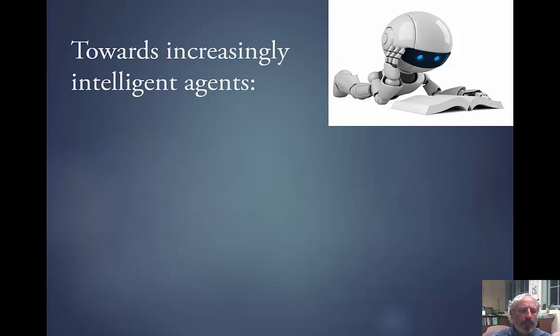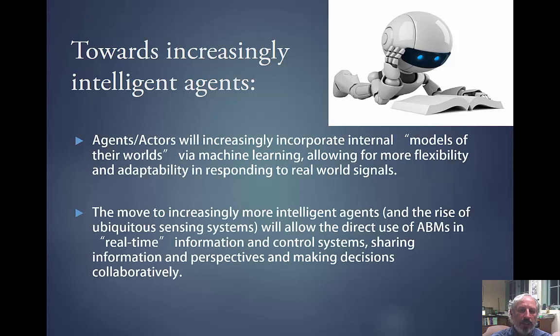We see the emergence of increasingly intelligent agents as a key feature development in ABMs. These may learn offline and bring that knowledge into an ABM, or may use model representations of reality to learn within the context of a particular simulation. We believe that agents and actors will increasingly incorporate internal models of their worlds via machine learning, allowing for more flexibility and adaptability in responding to real-world signals.